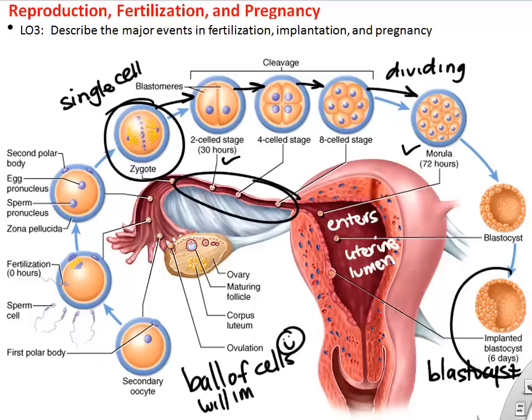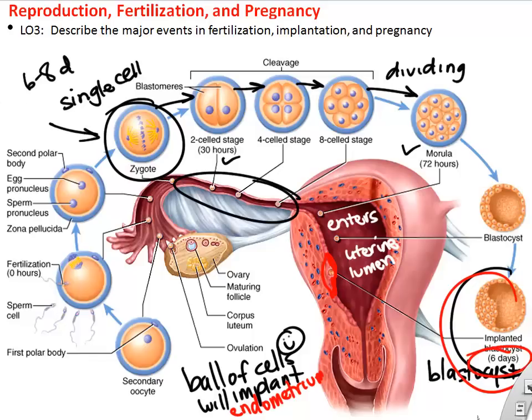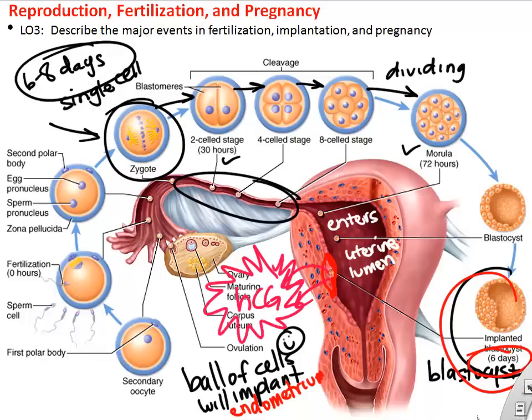That ball of cells will implant into the wall of the uterus and into the endometrium. And that blastocyst eventually will give rise to everything that we need to make the embryo, as well as the placenta, along with some of the mom's uterine tissue. So it takes about 6 to 8 days after this initial fertilization for implantation.